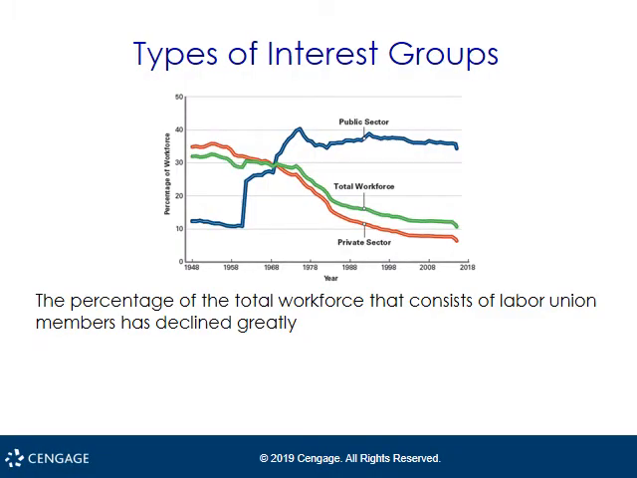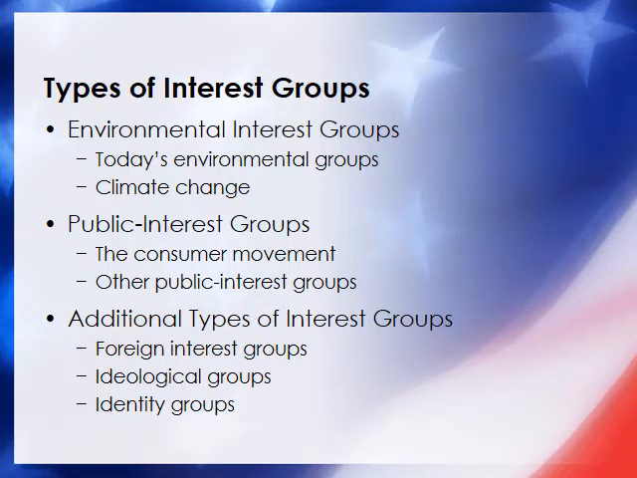This graph deals with what I was just exploring. We've seen public sector unions at least hold steady over the last 30 years or so, but the private sector unions have been in pretty sharp decline. Some other types of interest groups, environmental interest groups, have obviously been growing rapidly in the last 40 years, focused on climate change, focused on pollution, and a number of other issues. These groups are not only trying to change public policy, but also trying to change public attitudes about the government.